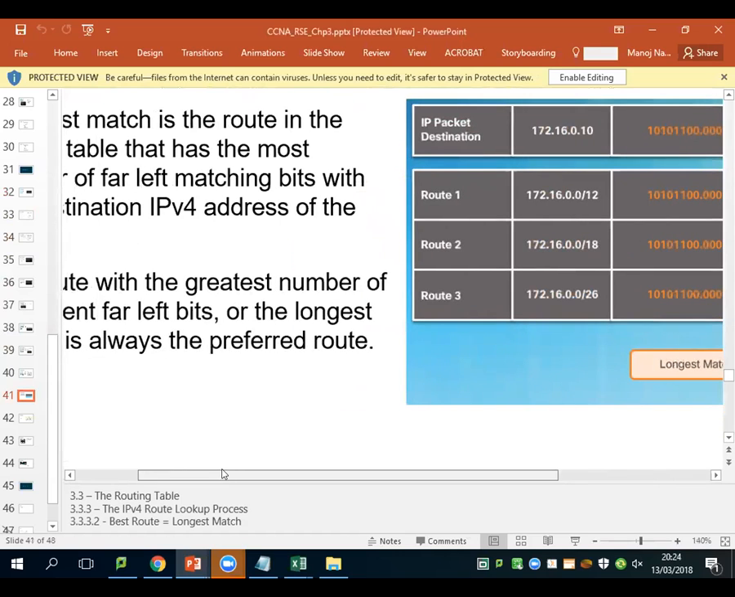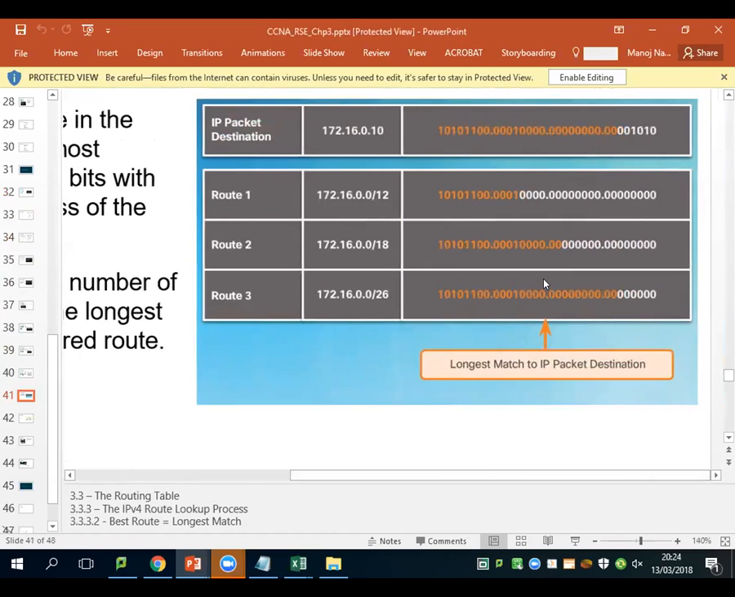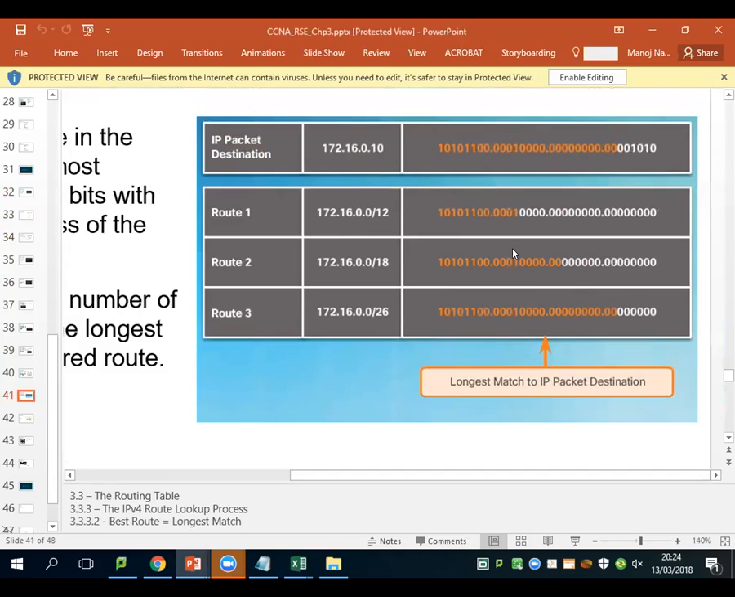This is the longest match here. Greatest number of equivalent far left bits for the longest match. They're all the same. They're all the same. This is a quandary. Admittedly, why wouldn't you take route 1?